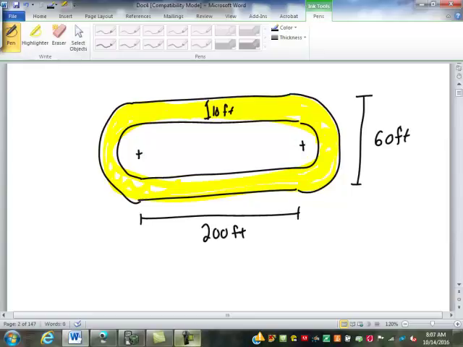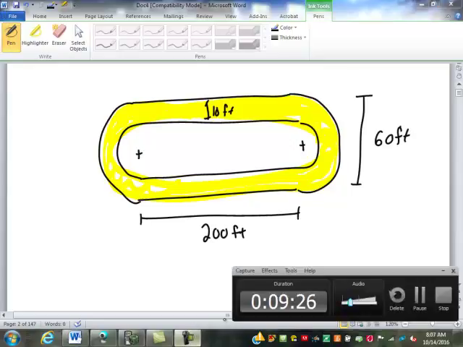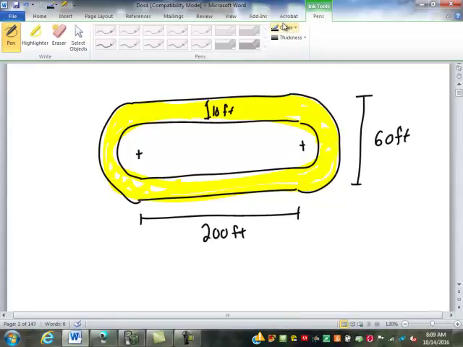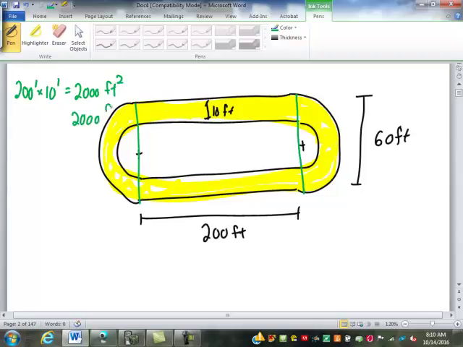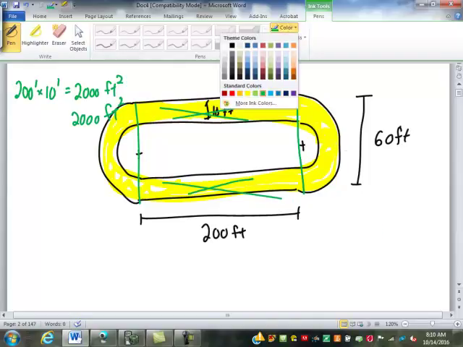Again, I'm going to give you a second to look at it, see what you can think of. So, the way I would divide this up, similar to what we did before, just like this, cutting off the half circles on each end. But now we've got 2 rectangles here. So each of those rectangles is 200 feet by 10 feet, or 2,000 square feet. So I'm going to write that down twice because there's one here and one down here.